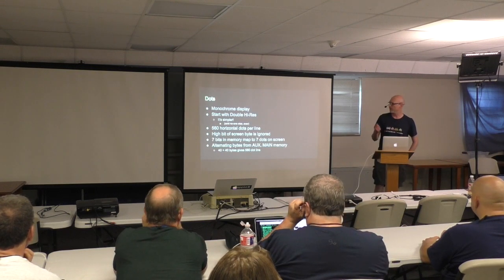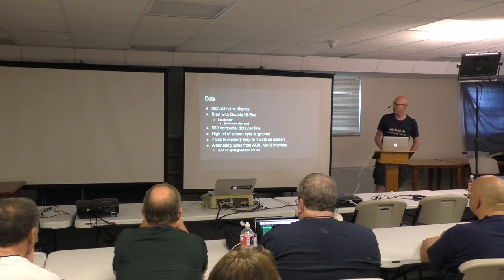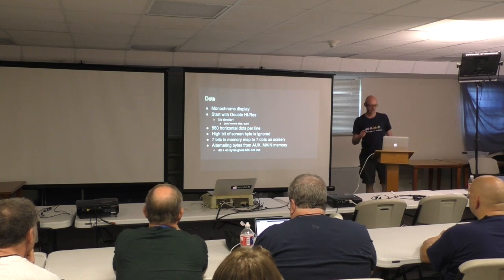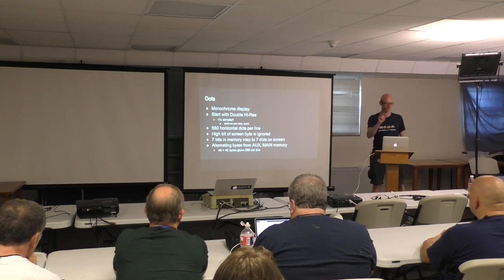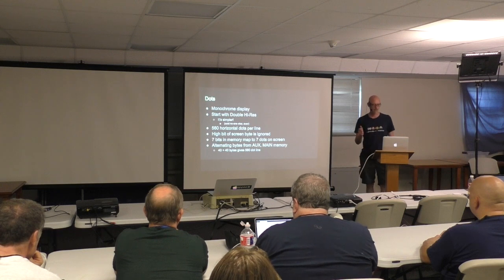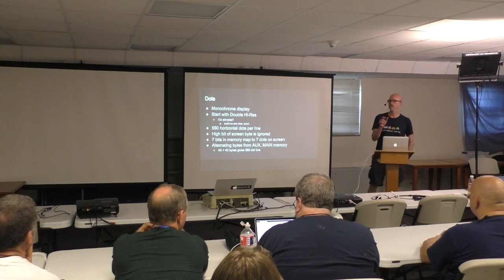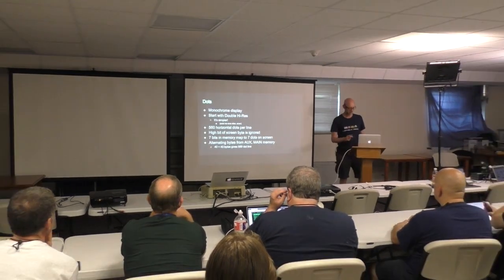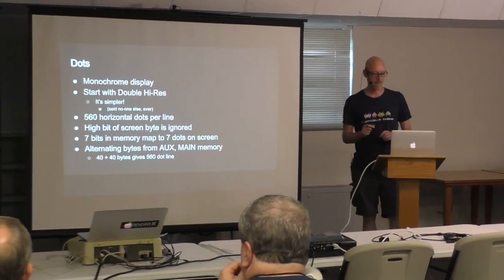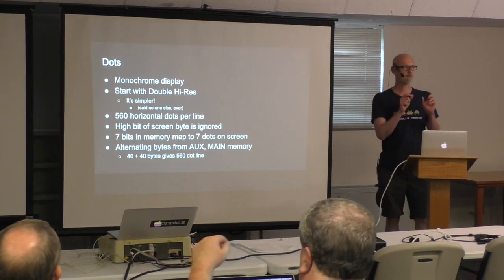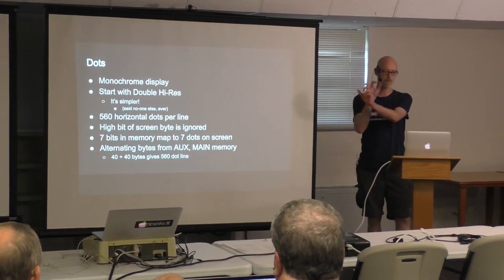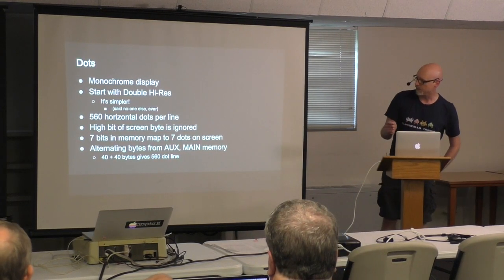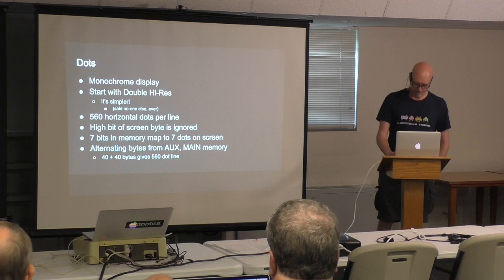So we'll start with monochrome first, and I'll start with double high-res because actually it's simpler from this point of view. Double high-res has 560 dots across the line, and in memory, the high bit of every byte is ignored. So only 7 bits from every byte map directly to 7 dots on the screen. The tricky part is that sequences of 7 dots come from auxiliary and main memory. So it goes aux main, aux main, aux main. And 40 bytes from each, 40 plus 40 is 80, 80 times 7 is 560.